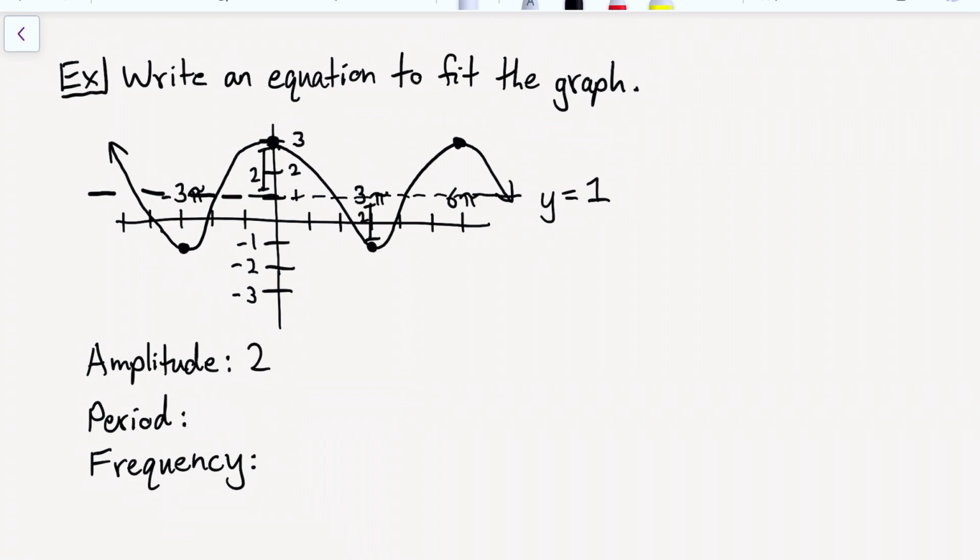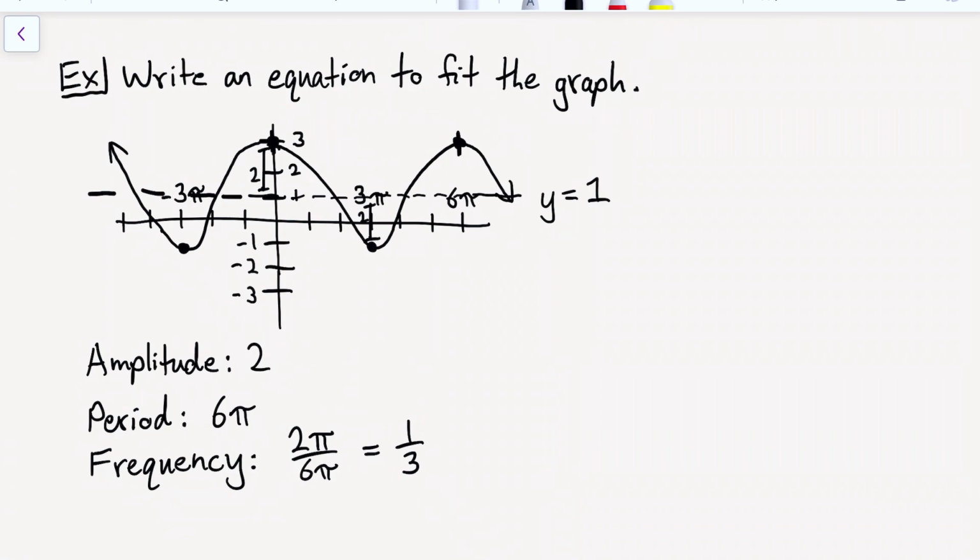So the amplitude is 2. It looks like the period is 6 pi. From maximum value to maximum value, it takes 6 pi units to reach that on the x-axis. So what is the frequency? The frequency is 2 pi divided by 6 pi, which equals 2 over 6, or 1/3. This is the coefficient that will be attached to x in our equation.